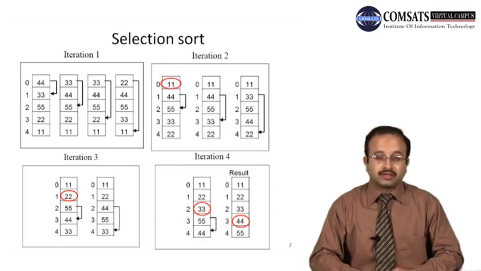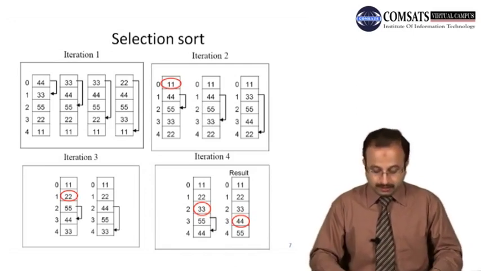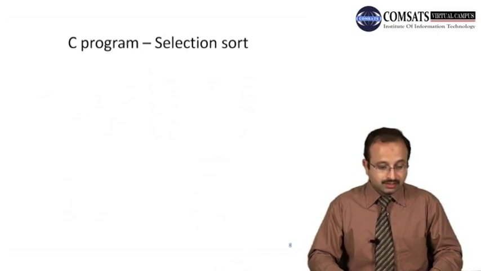Organized means that it comes in its position of the ascending order, that is, the element goes to the position where it should be in ascending order. Now let's see the C program.